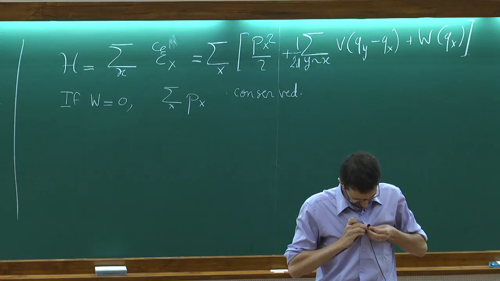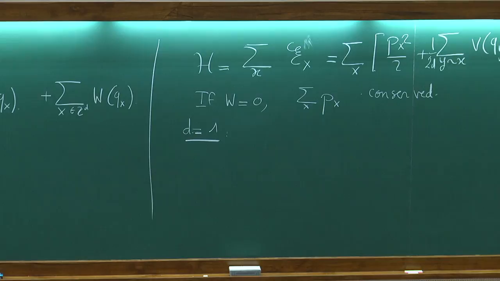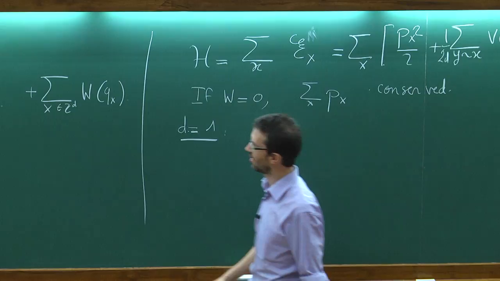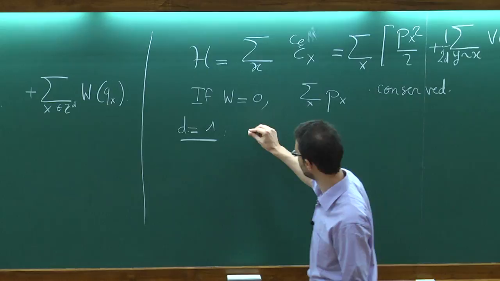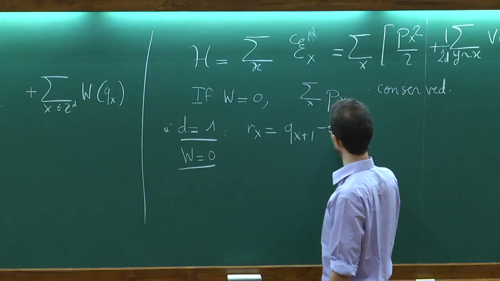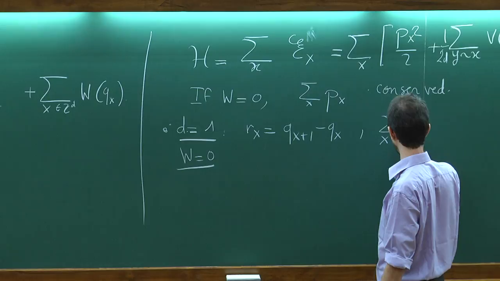So there is a distinction between dimension 1 and dimension bigger than 1. In dimension 1, it is better, like Herbert did in his lecture, to write the equation not in terms of the q_x, but in terms of the r_x, so d equal to 1 and W equal to 0. So you write r_x, which is q_{x+1} minus q_x, the inter-distance between particles, and then in this case you have this quantity which at first sight seems to be trivial, which is also conserved.